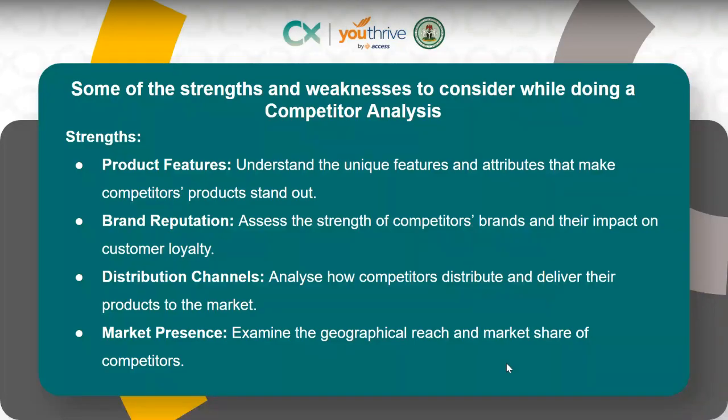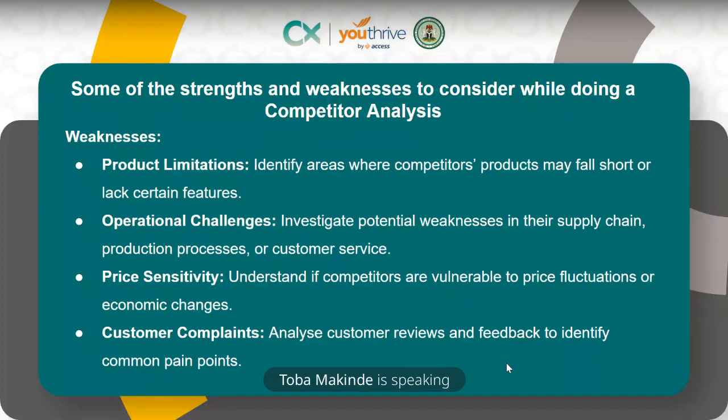All right. And weaknesses you need to look at is the product limitation. Identify areas where your competitor's product may fall short and lack certain features. So these are the things that you analyze to know what you can best improve on in your own product. Operational challenges, investigate potential weakness in their supply chain, production or process, and product services.